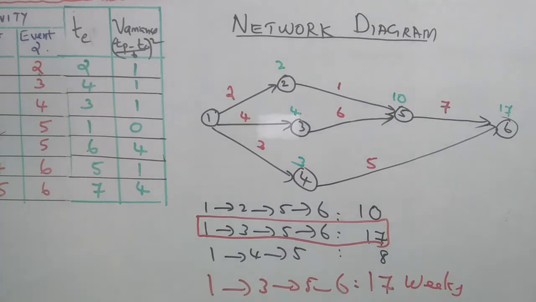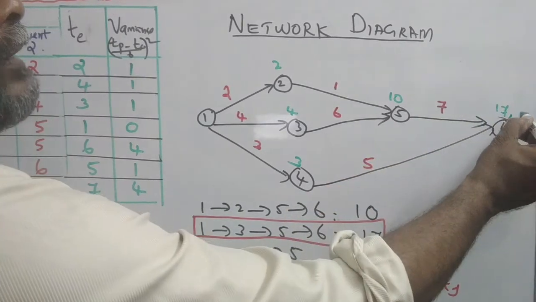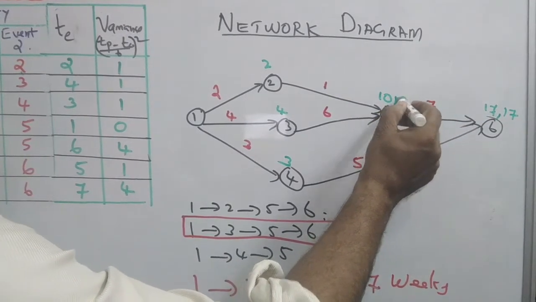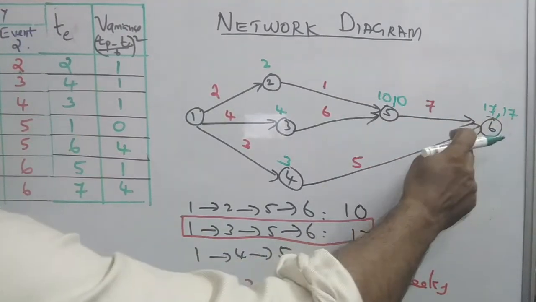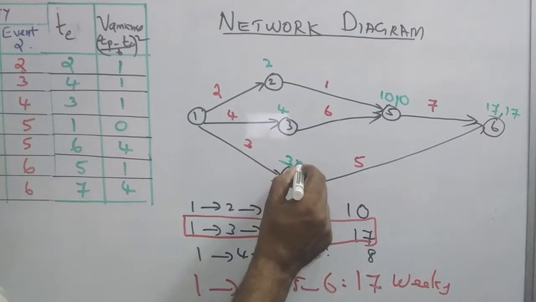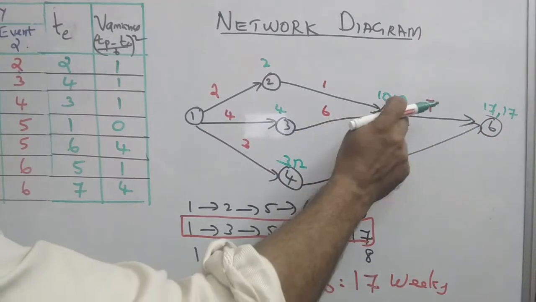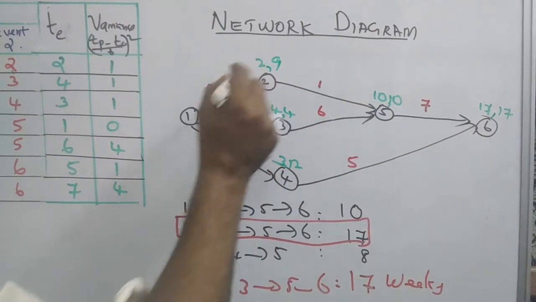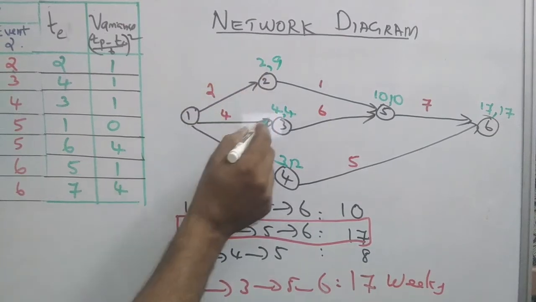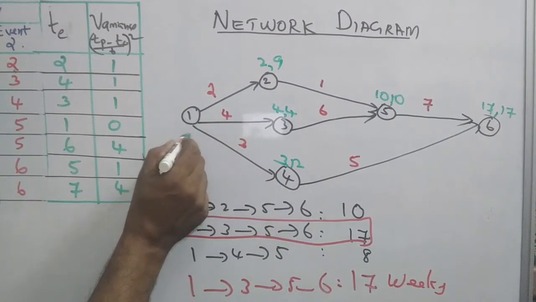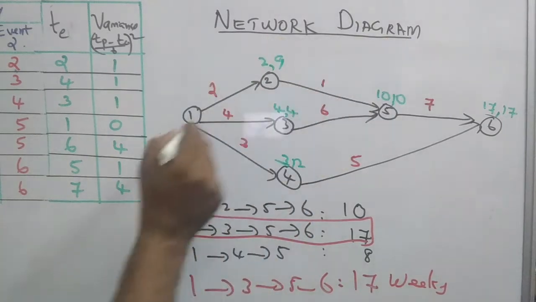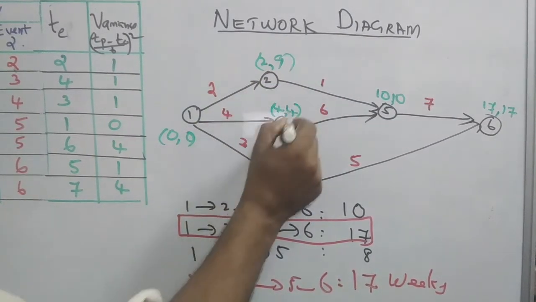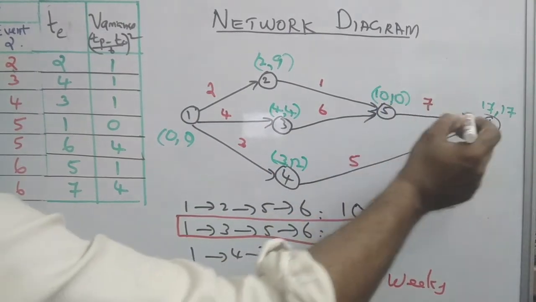Then we calculate the backward computation. Starting from 17. 17 minus 7, 10. 17 minus 5, 12. 10 minus 6, 4. 10 minus 1, 9. Here, 2 minus 2, 4 minus 4, 3 minus 3. We take the minimum, and the forward computation also starts at 0. These are the forward and backward computations.